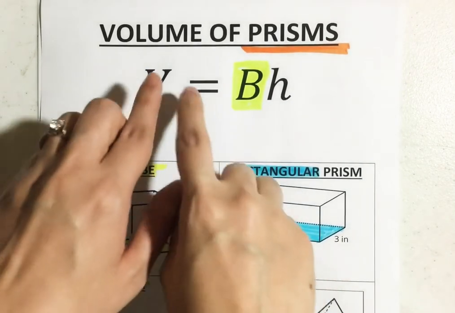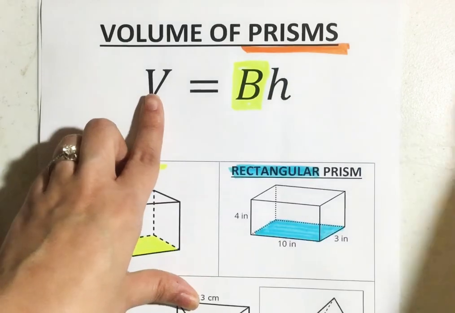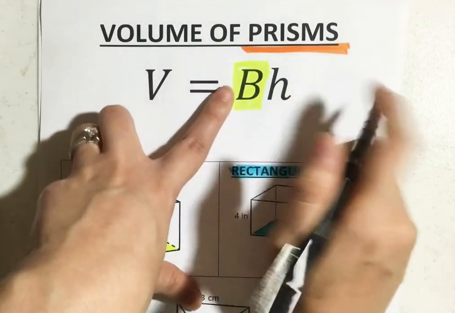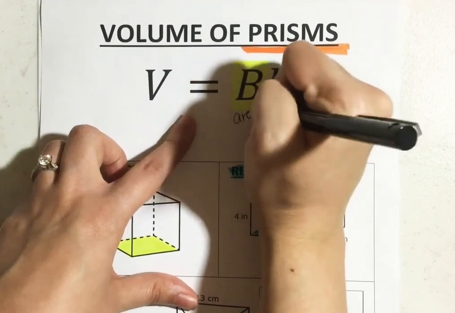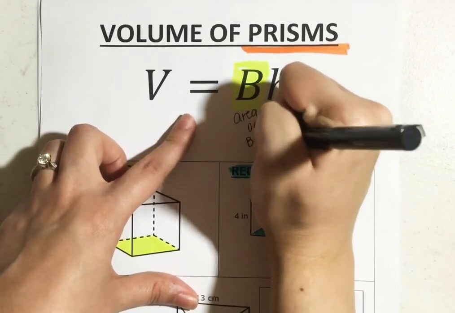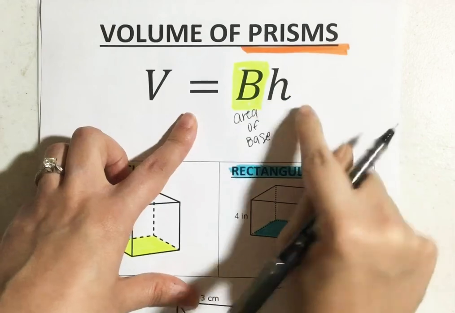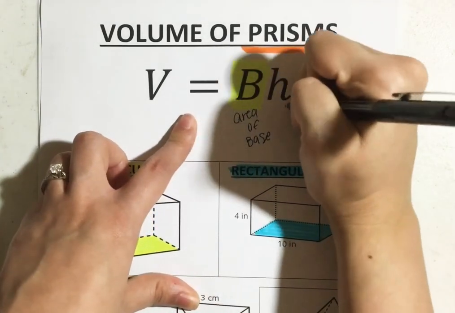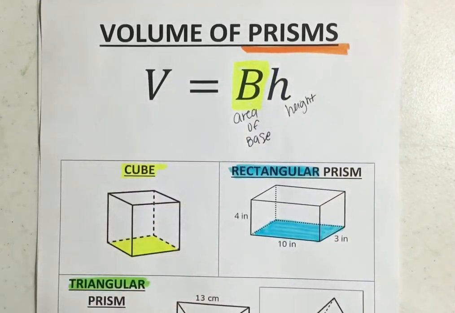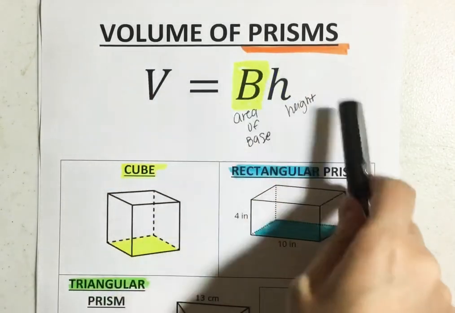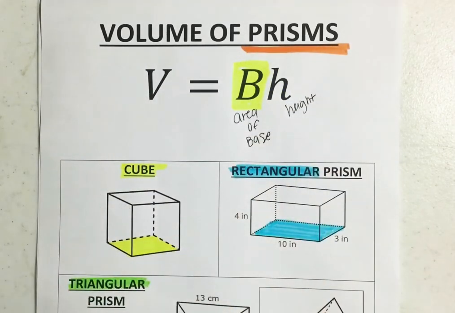The formula says V equals capital B H, okay? V for volume. Capital B, you need to remember that it stands for area of the base. And the H is just simply your height, okay? Now, remember there's three parts to it. They will always give you two parts of the formula to find the third one, okay? So let's look at an example for each prism, okay?